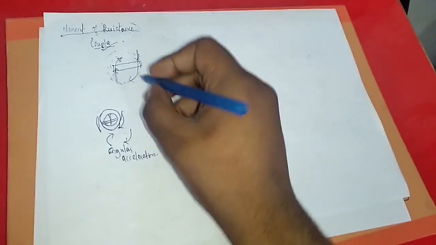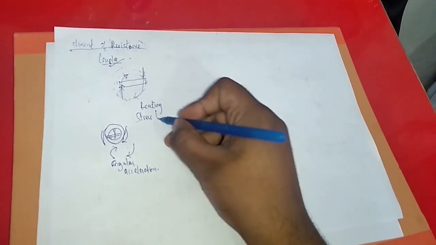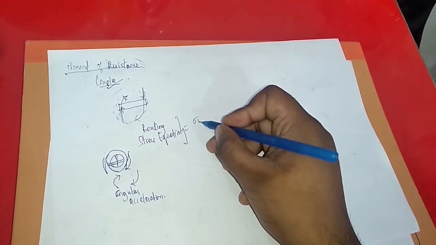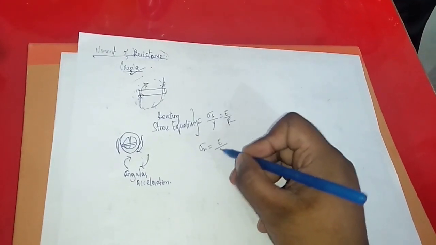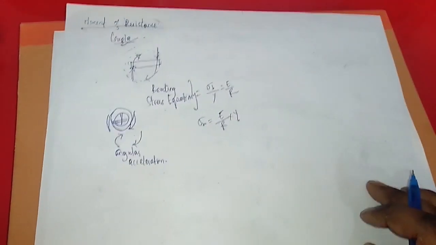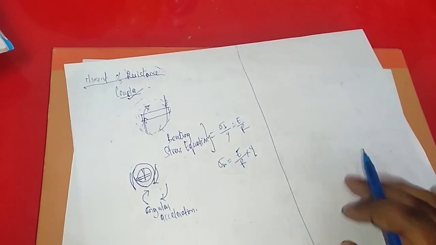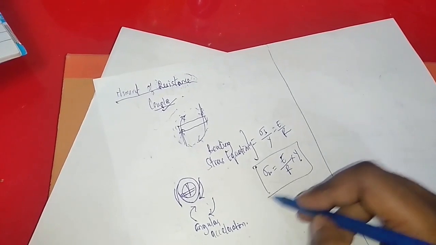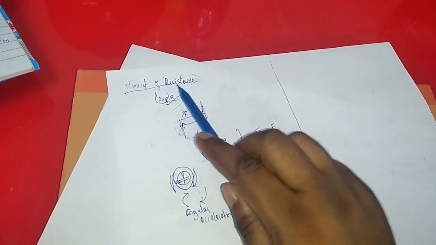Already you know bending stress equation. What is bending stress equation? Bending stress equation is equal to sigma b by y is equal to E by R, or else we can write it sigma b is equal to E by R into y. You can write like this, right? E by R into y. So this is your bending stress equation. So using this equation, we are going to find the moment of resistance equation.